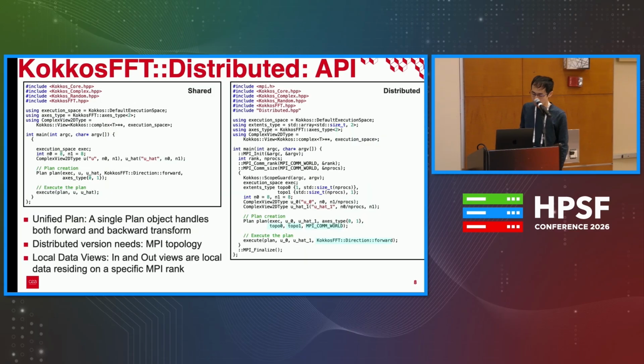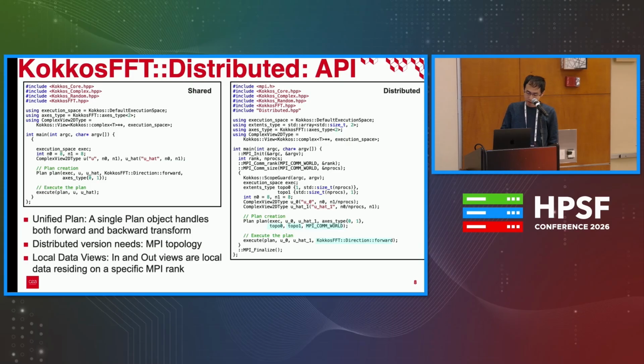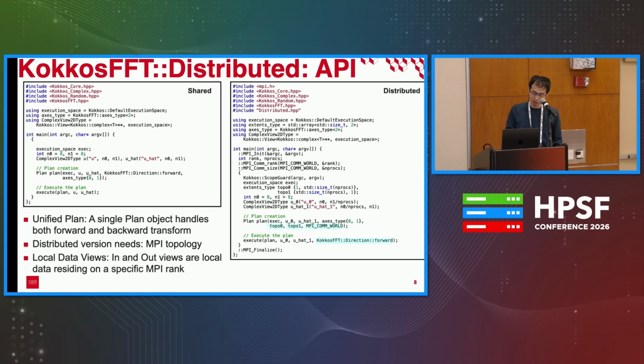So the API is quite simple, and the top left snippet shows the FFT for the non-distributed version. As usual, you first prepare the Kokkos views with input and output, and just pass them to the plan creation API, and then give them to the execute API to perform FFTs. This way, you can perform FFT on different views as long as the views have the same extents.